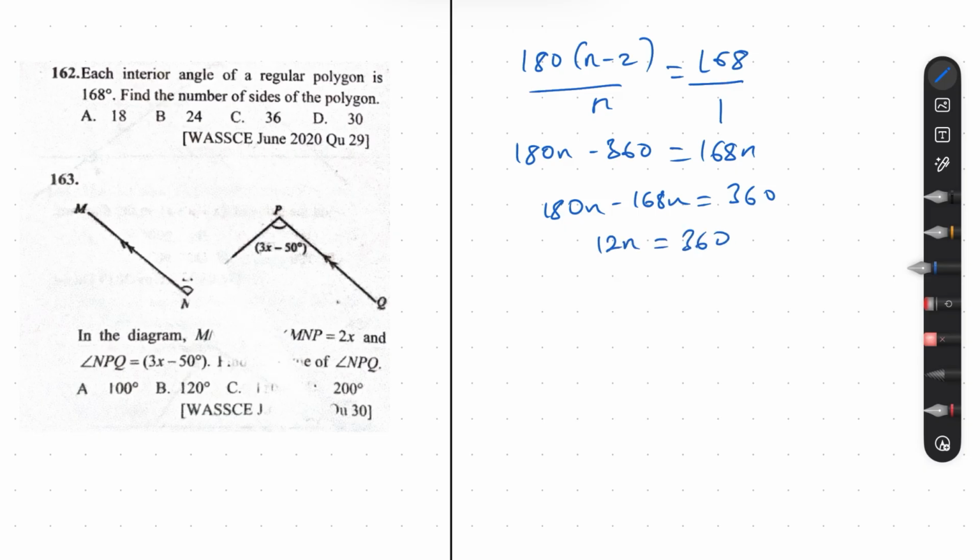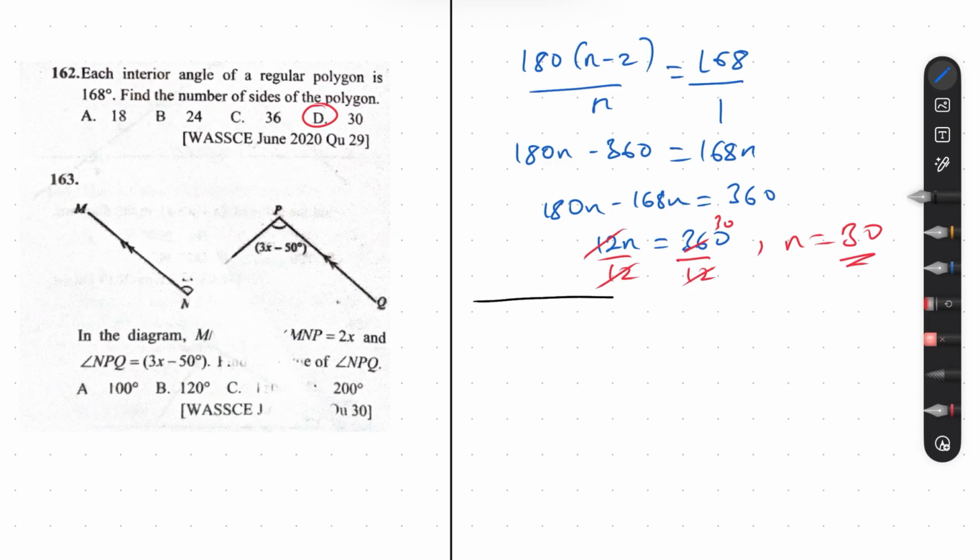Let's divide both sides by 12 and see what we get. We have our n. This will cancel out. So n will be equal to what? 30. n equals 30. Cool. Which is D. Okay. Cool. Let's move on to question number 163.